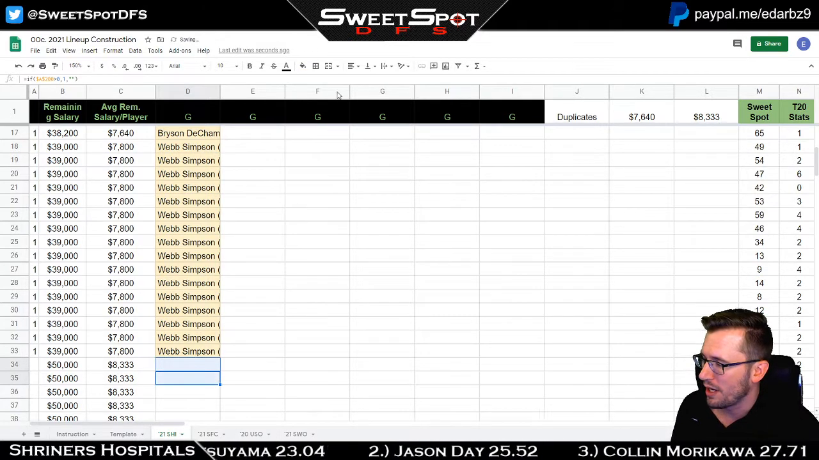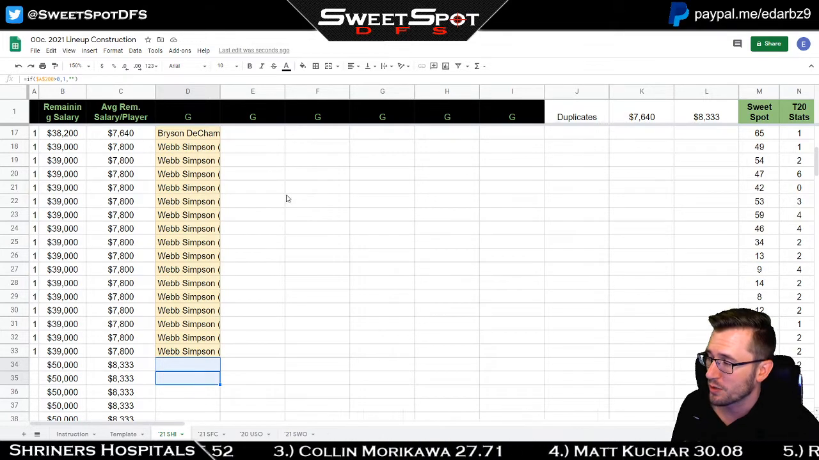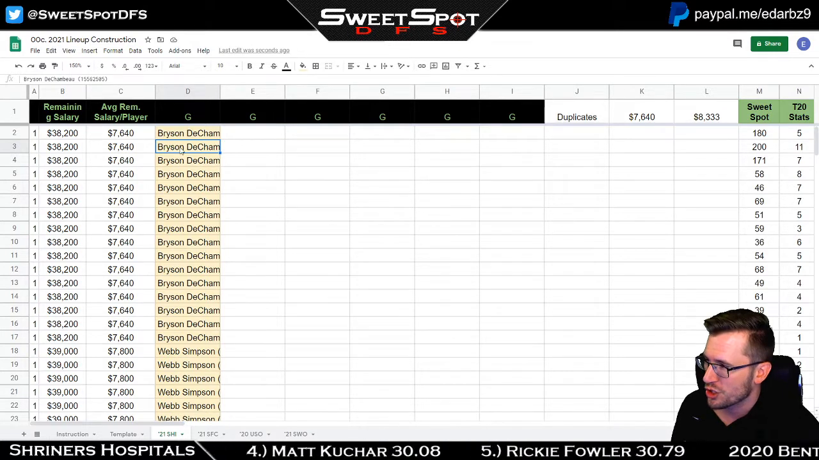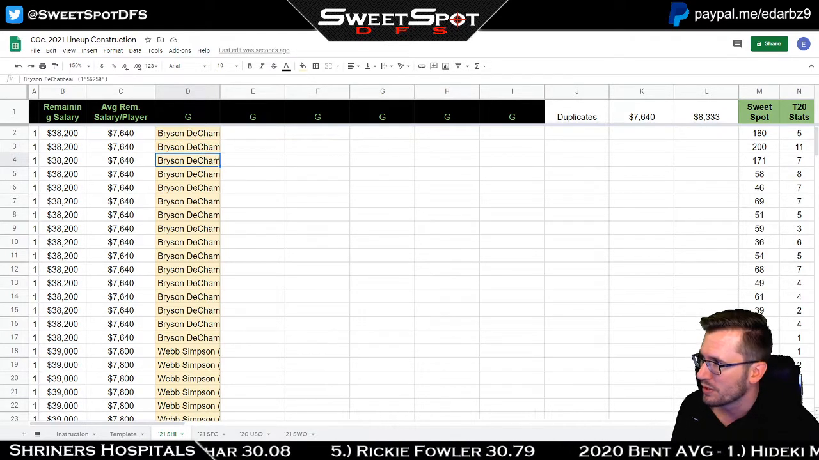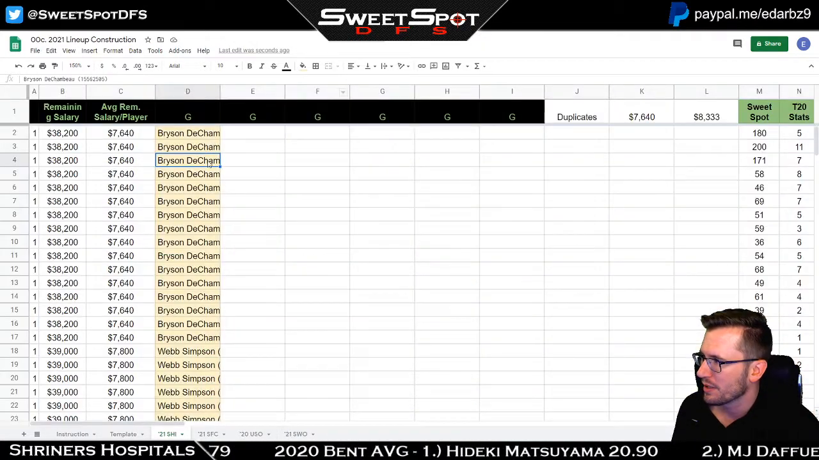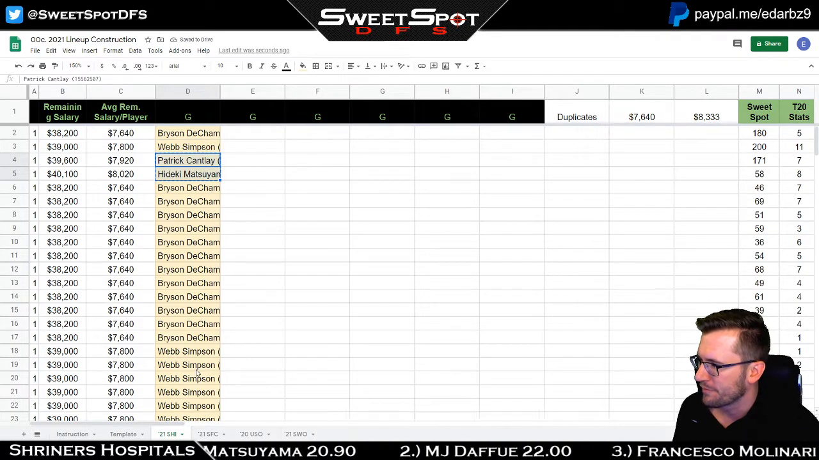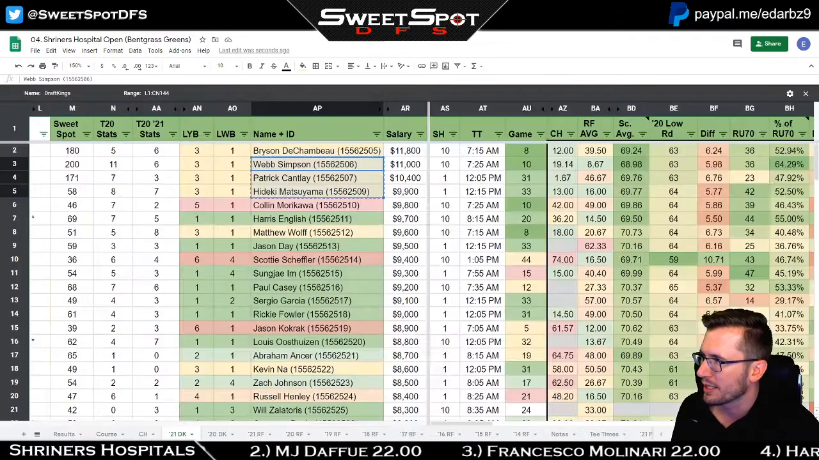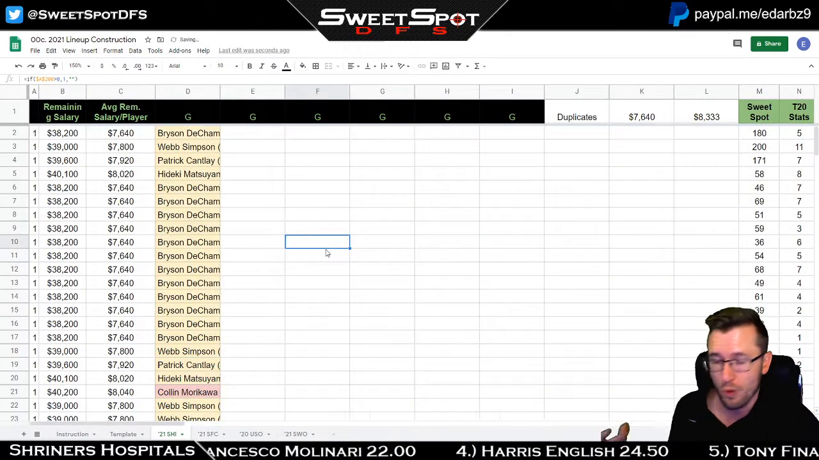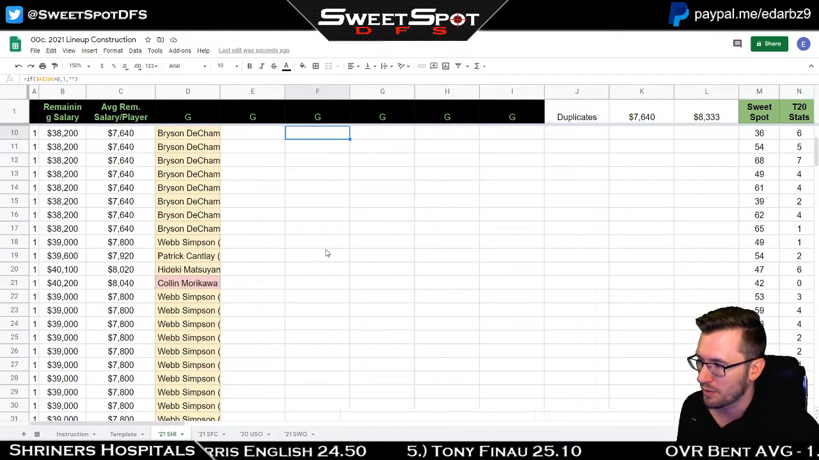And in all honesty, I'm not gonna go Cantlay. Instead, what I'm gonna do is change Cantlay out in these ones. So when I do pivot, for Bryson up here, this is what the pivot will look like. For Webb, the pivot will look kind of like this, and then I'll grab Colin Morikawa, and this will be my one Colin Morikawa play, because I don't think I'm going to play a lot of Colin Morikawa.